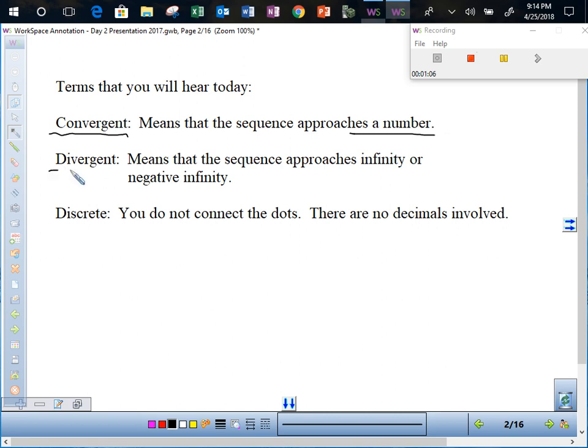You will also see the term divergent. Divergent means just the opposite. It does not approach a number. It goes on forever, so it approaches either infinity or negative infinity. You'll also hear the word discrete, which we touched on last class. The word discrete means you're only dealing with integers: 1, 2, 3, 4, 5. So when you graph a discrete function, you do not connect the dots because there's no decimals in between.